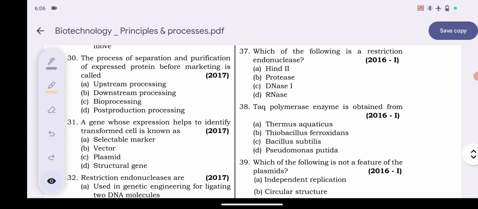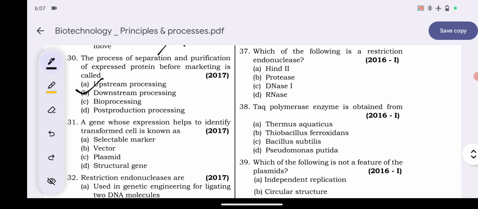Question number 30. The process of separation and purification of expressed protein before marketing is called upstream processing, downstream processing, bioprocessing, and post-production processing. So here the answer will be option number B. Option number B, downstream processing. Okay.